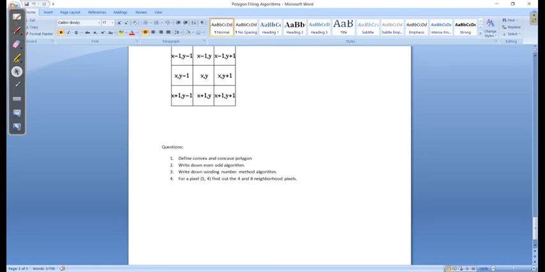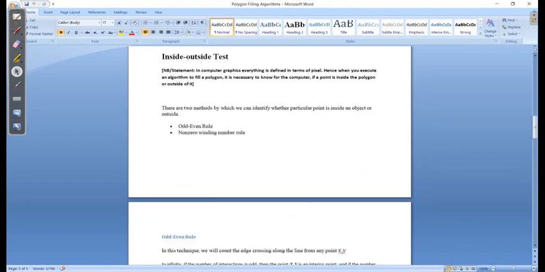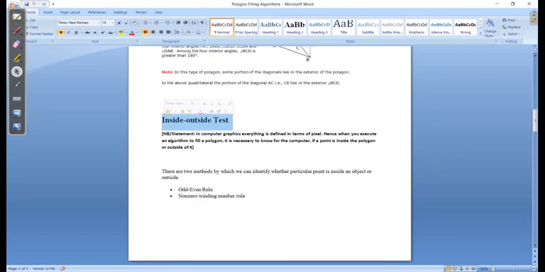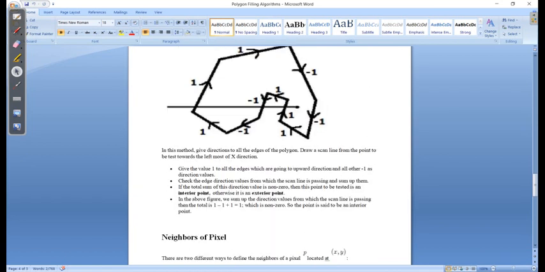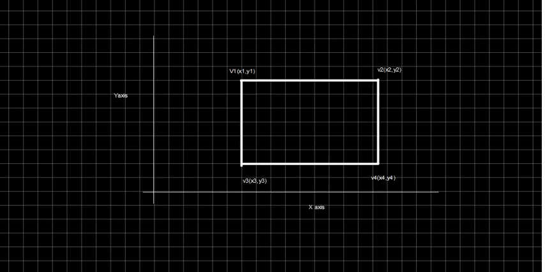you need to study these two concepts from the previous tutorial. First one is inside-outside test, and second one is neighbors of pixels. So what these two concepts actually tell: by using inside-outside test, you can figure out if a pixel is inside the polygon or outside the polygon. In the diagram you can see one polygon made with bold white lines. This pixel is, for example, inside the polygon, and we have some outside pixels here.